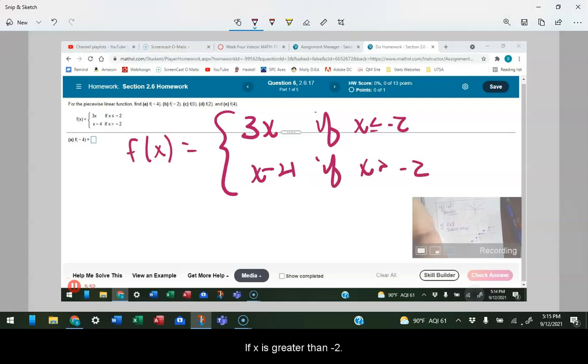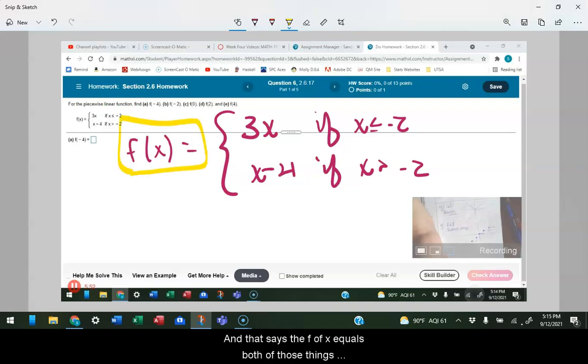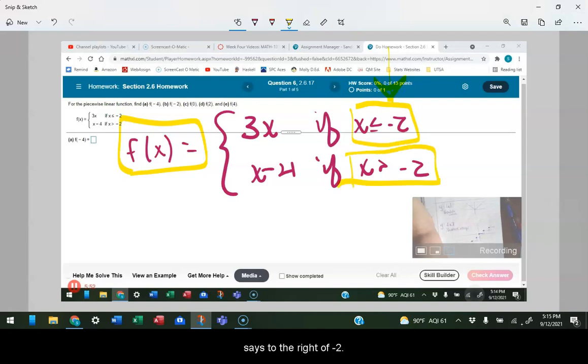So we want to look at a couple of things here. We're going to look at this fact right here, and that says that f of x equals both of those things. So what we're actually going to start doing is looking as far right as possible, which goes against what we normally do. But that tells us where our restrictions are. So notice that this says to the left of negative 2, and it can also be negative 2. That says to the right of negative 2.